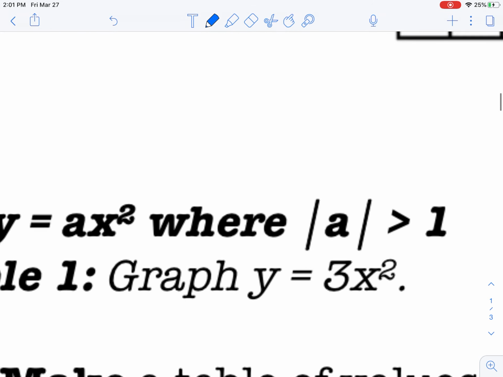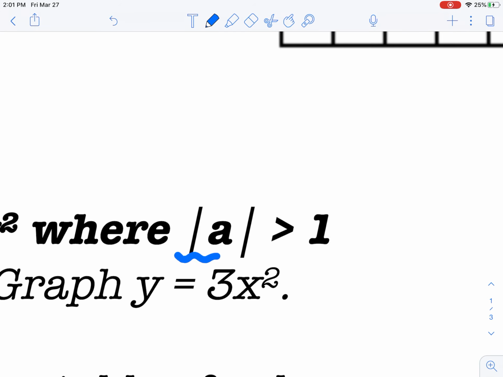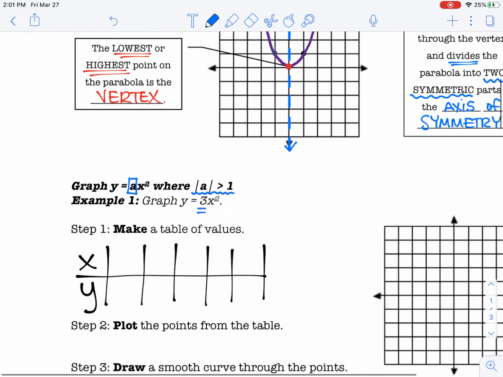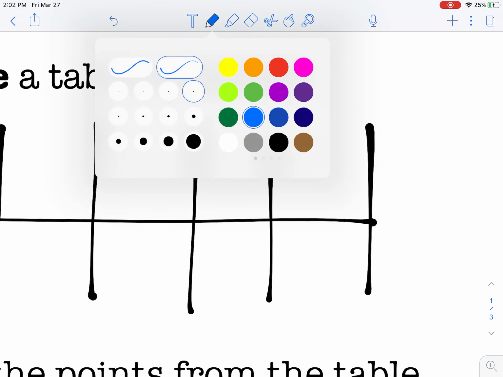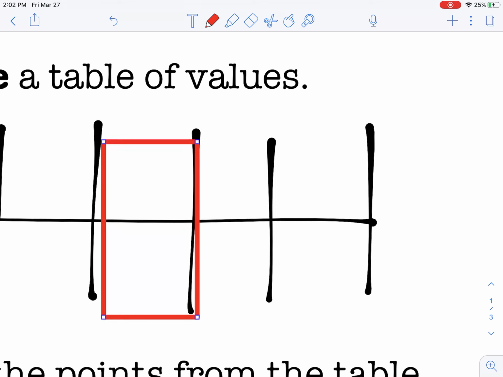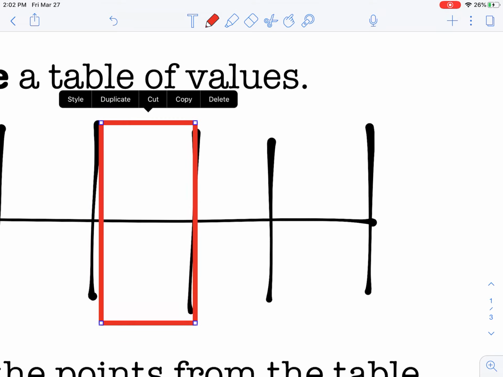First, we're going to play around with this front value, and we're going to specify that it is larger than 1. In the parent function, it is 1. In this particular equation, we're going to change it to a 3 and see what that does to our graph. When you go to graph parabolas of any type, we're going to make an XY table to determine the points that we need to plot. When you make this table, our goal is to place our vertex in the center. For this set of notes, that vertex is always going to have an x coordinate of 0.